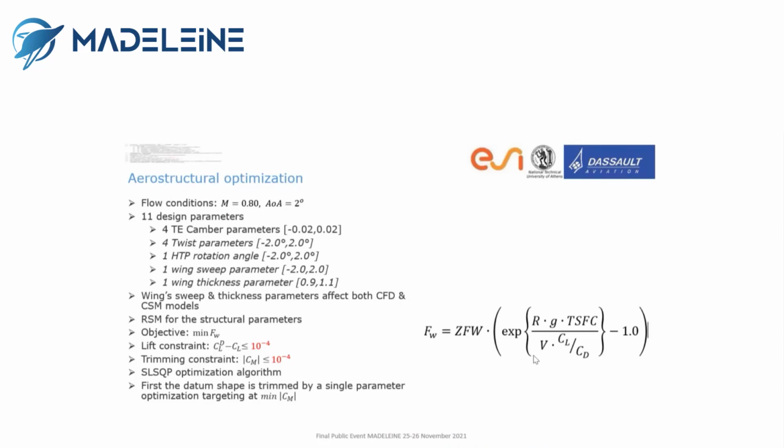Prescription from Dassault and definition of the test case coming from Dassault. What we want to minimize is the fuel burn. You have the formula here. Fuel burn, because we want to perform green optimization, is equal to the zero fuel weight multiplied by... It comes from the Breguet-Leduc formula, in fact.